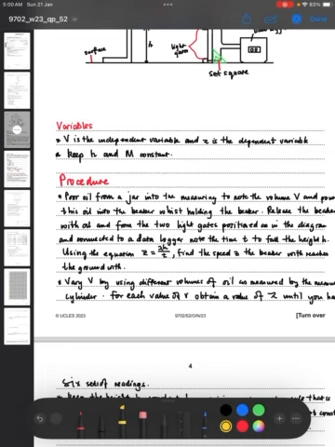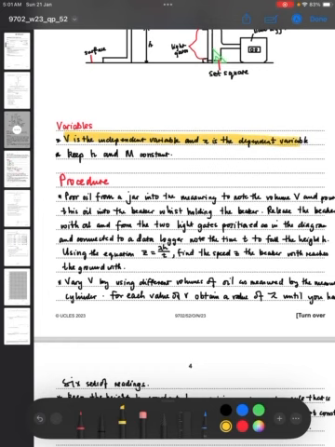Now, how do we know which is the independent variable? The independent variable is the one which we ourselves are adjusting. Then the dependent variable depends on the change in the independent variable. So I believe in this case, we can agree that the speed with which the beaker reaches the surface depends on the volume of the oil that has been poured into the beaker. So V is the independent variable and Z is the dependent variable.